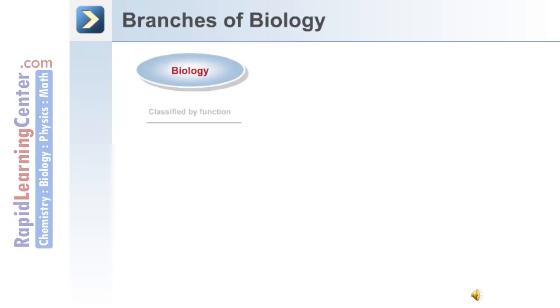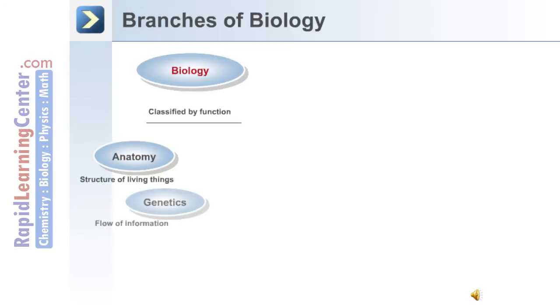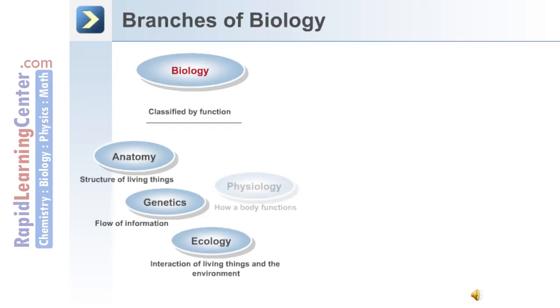Branches of biology. Biology may be classified by function, such as anatomy, which is the study of living things and their structures. Genetics, how information is transmitted. Ecology, how a group of living things interacts with each other and with their environment. Function may be classed based on physiology, how a body actually works.